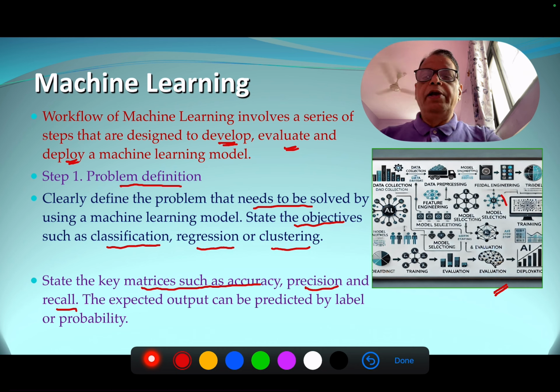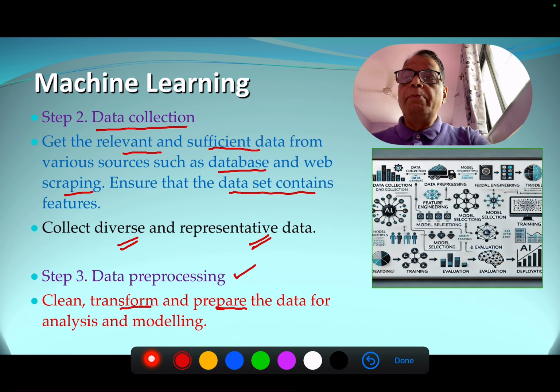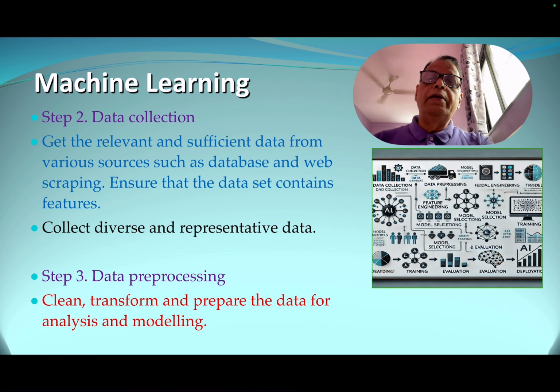In step 3, what we need to do is data pre-processing. This step is essential whenever we collect raw data. We need to clean it first, and then transform and prepare the data for analysis and modeling. So in pre-processing, we clean the data so that it can be further used. Also, you need to transform the data into an appropriate form, and then prepare the data for further analysis and modeling.